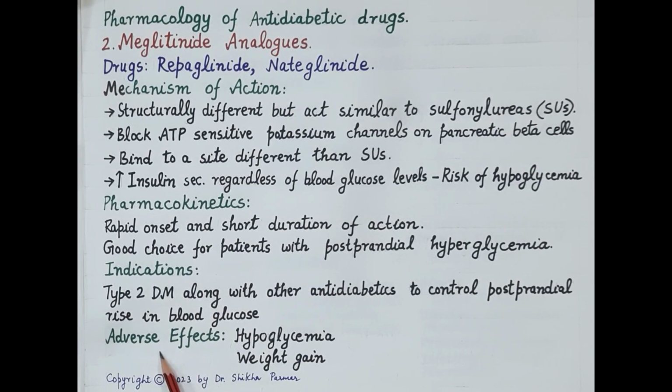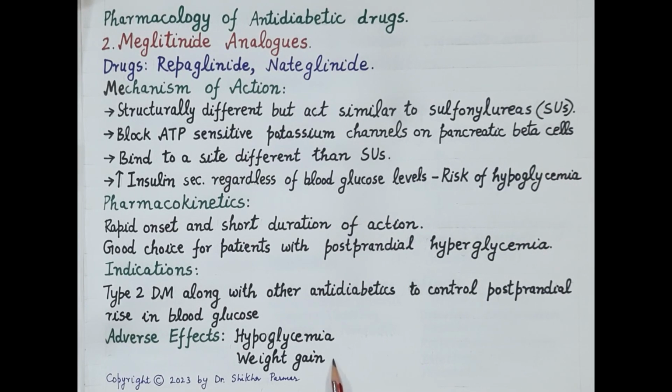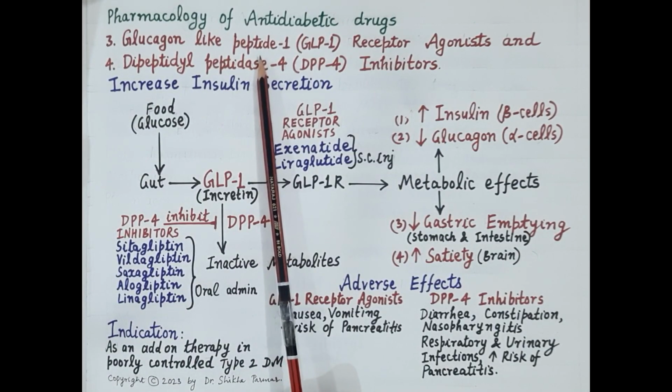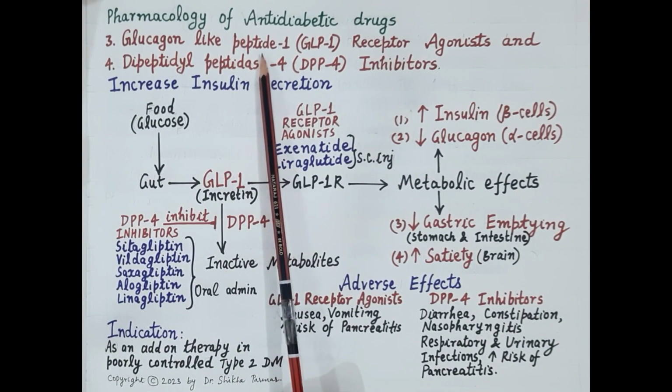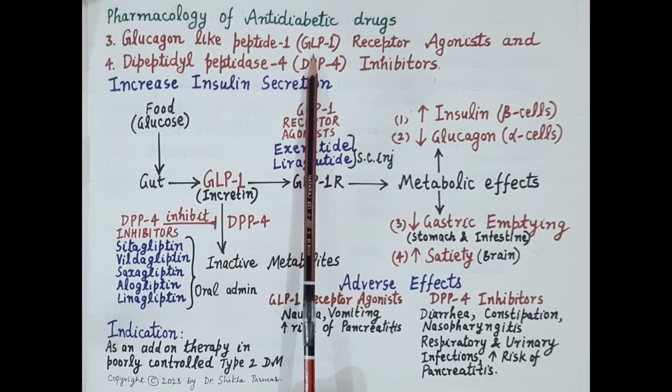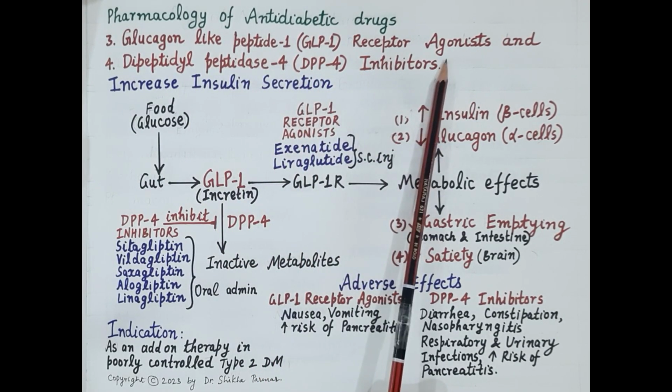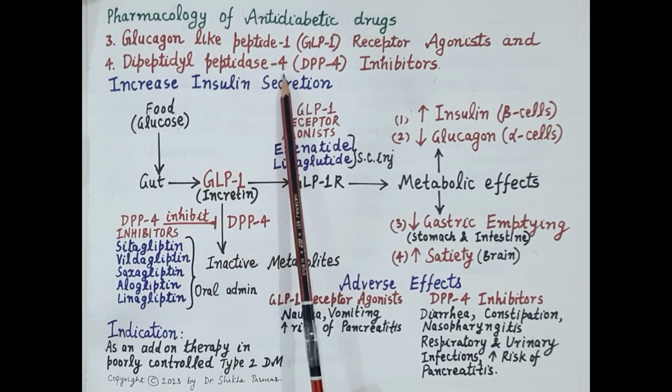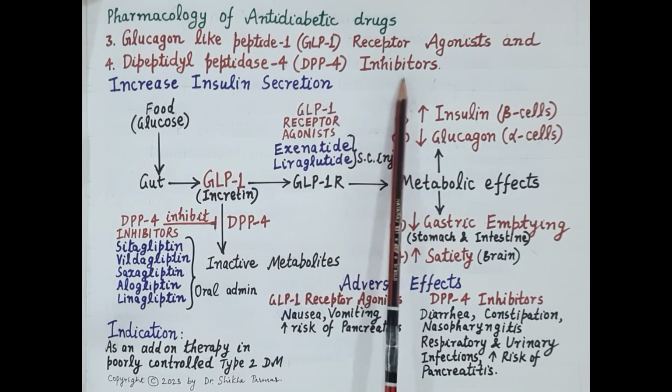Now, like sulfonylureas, these drugs also increase insulin secretion and can produce hypoglycemia and weight gain. However, the risk of hypoglycemia is lower compared to sulfonylureas. So, this is in brief pharmacology of meglitinide analogs. Now, the next class of drugs that increase insulin secretion are glucagon-like peptide 1, in short GLP-1 receptor agonists, and dipeptidyl peptidase 4, in short DPP-4 inhibitors.